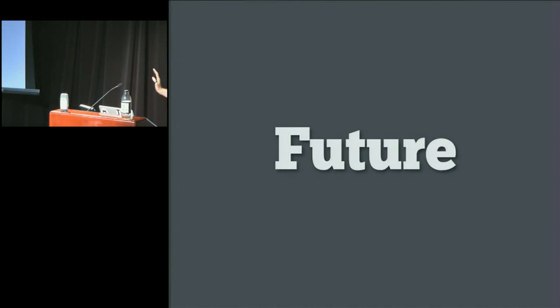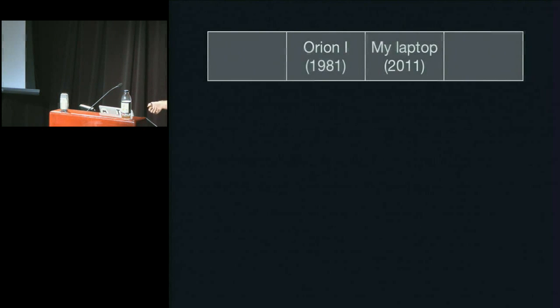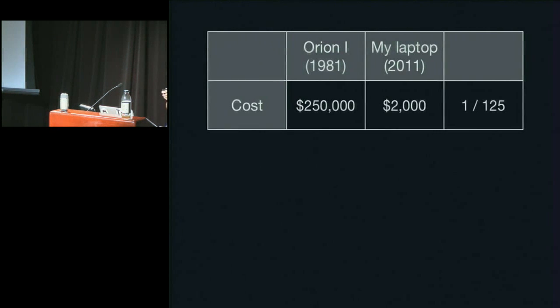Okay. So now I want to talk about the fun stuff, which is the future. So hopefully, if you don't know anything about R or ggplot2, now's the time to wake up again. But to talk about the future, I do have to go back to the past again. And what I want to do is compare two systems for doing research in statistical graphics. One is Orion 1, which John McDonald used in his thesis in 1981, and my laptop in 2011. So about 30 years difference.